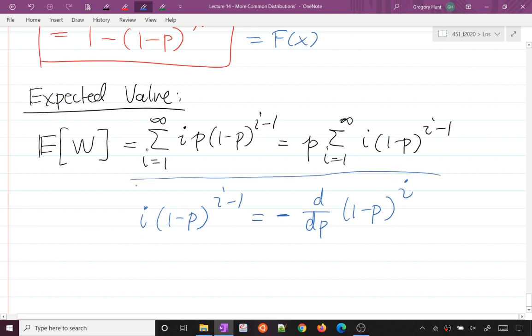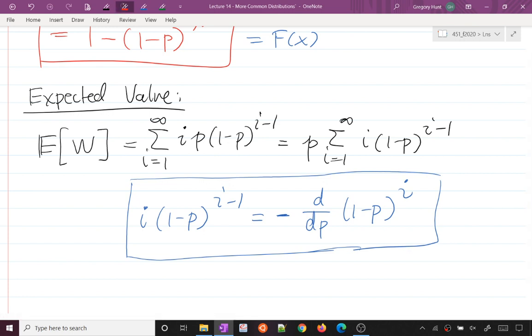What? Okay, take a minute to absorb that. Work from right to left here, go backwards. If I were to take the derivative of (1 minus p) to the i with respect to p, I would bring down my i, I would have 1 minus p, lower the power to i minus 1, and then take the derivative of the inner, which would just be negative 1. So we get a negative sign there. So this is exactly true.